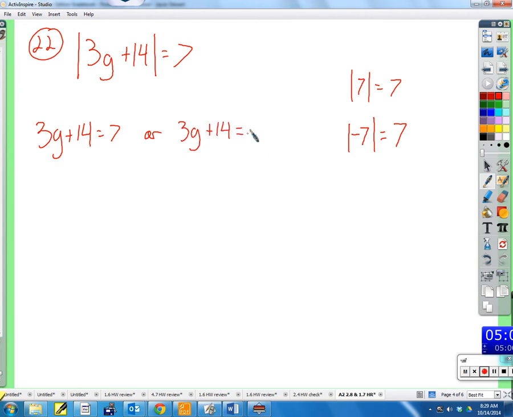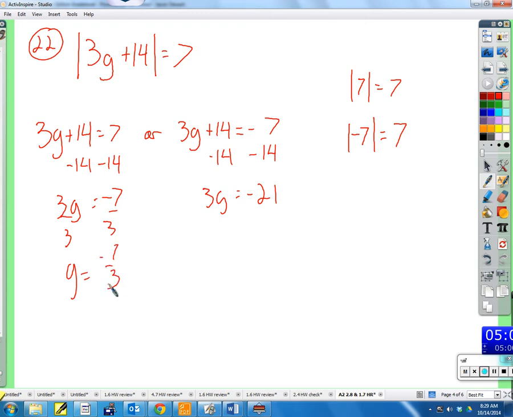plus 14 comes out to be -7. Solve, and we find the g that will make the inside 7, and we find this g value which will make the inside -7, and those are the two ways that we can take the absolute value of something and get 7. Subtract 14, back 14 here, 2. Here we're going to get negative 7. 3g equals negative 7. Here we're going to get 3g equals negative 21. Divide by 3, divide by 3, g equals negative 7 thirds. And here, g equals negative 7. So these are the two values of g that will, one, cause the inside to be 7, or cause the inside to be negative 7. Either way, the absolute value of those numbers is both 7.